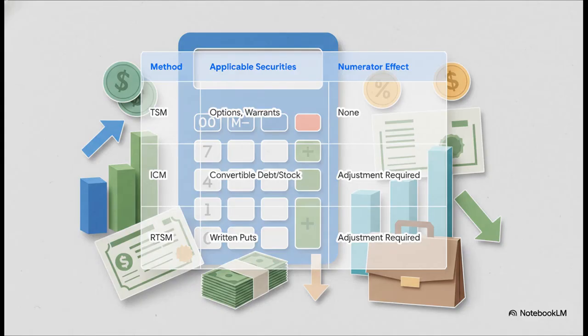This little table here really makes it easy to see the difference. Just focus on that last column, numerator effect. The Treasury stock method is the odd one out. It has no effect on the profit number. The other two both require an adjustment up top. That's the main distinction you need to burn into your brain.